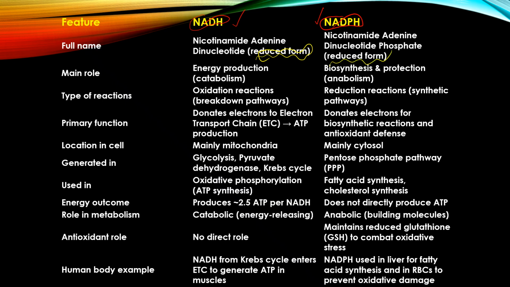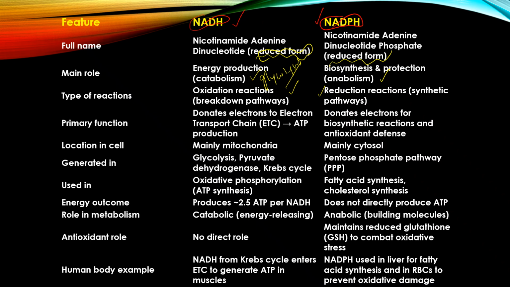Main role: NADH production is mainly involved with catabolism reactions, as we saw in many instances, for example glycolysis is a catabolic pathway in which NADH is formed. NADPH is involved in biosynthetic and protection pathways, anabolic reactions. As for the type of reactions, NADH is involved in oxidation reactions, and NADPH is used in reduction reactions or synthetic pathways.